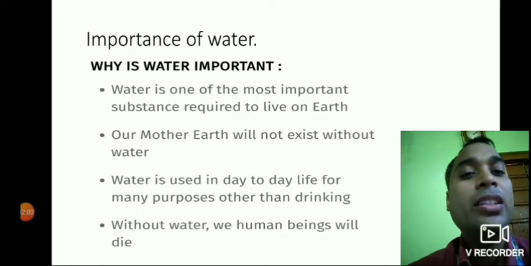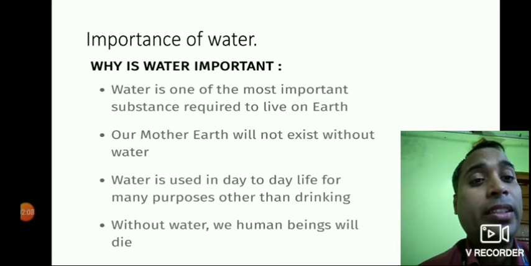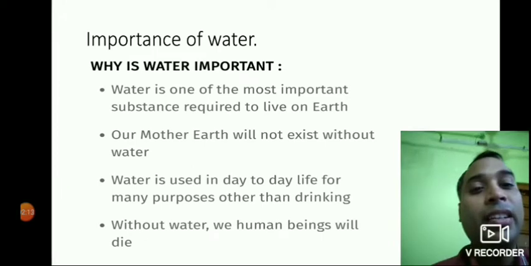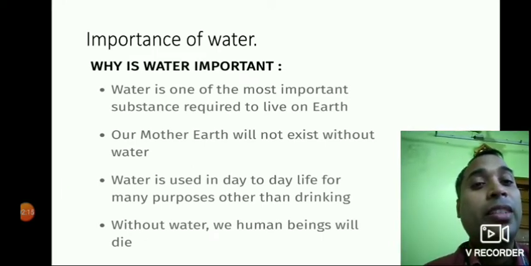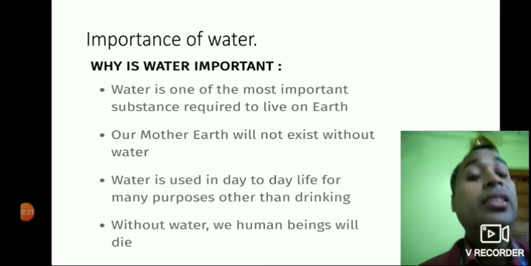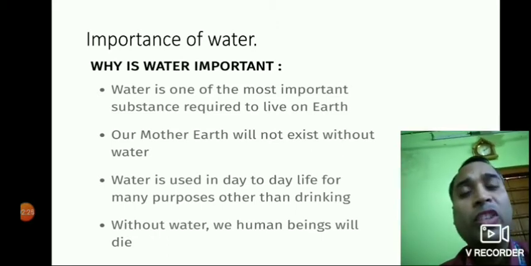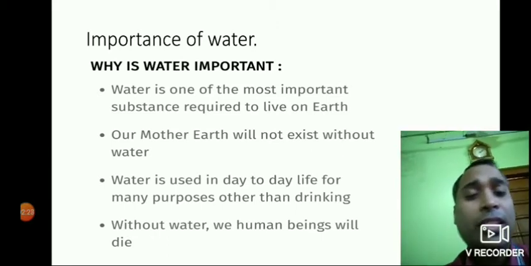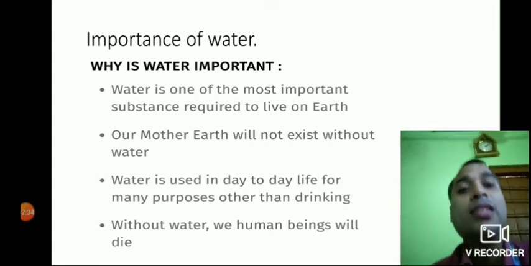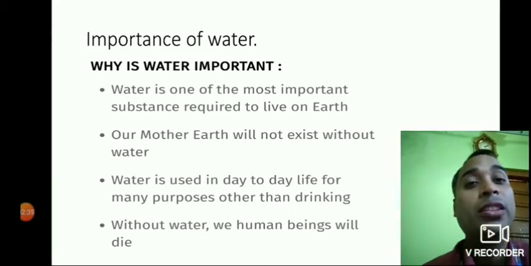Then water is used in day-to-day life for many purposes other than drinking. We all know water is required for many other purposes, such as bathing, washing clothes, and cooking food. So there are many other uses of water. We can't imagine a single day without water. Without water we human beings will die. Not only we human beings, but all other animals will also die, because water is very important for us. So this is why we need to conserve water. We need to protect water. We should not waste water.